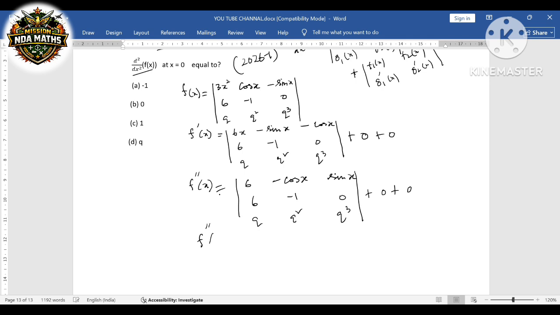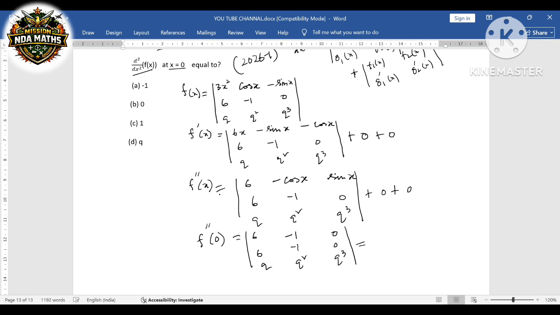Now I have to find the value of the derivative at x equal to 0, because our question asks for the double derivative at x equal to 0. That means I put x value 0 in the determinant elements: minus x value 0, cos 0 is 1, so minus 1, sin 0 is 0, and the constants remain the same because I cannot replace them. So this is our determinant.